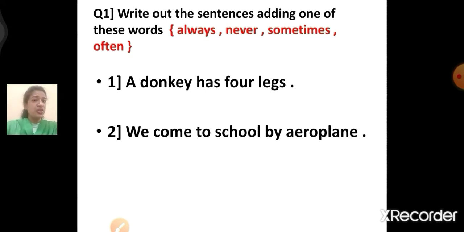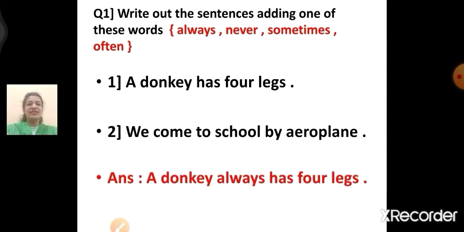Now this is the sentence in front of you: A donkey has 4 legs. So what are you going to use for this? Always, never, sometimes or often. A donkey never has 4 legs. No, you can't do this. A donkey sometimes has 4 legs. No. A donkey often has 4 legs. No. A donkey always has 4 legs. So you have to use the proper word from the bracket and write the sentence using that word. A donkey always has 4 legs. So this is the correct one.